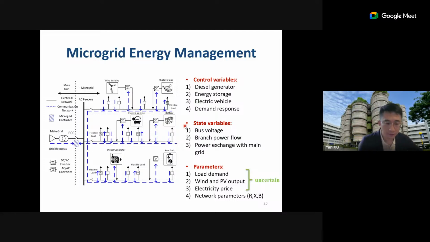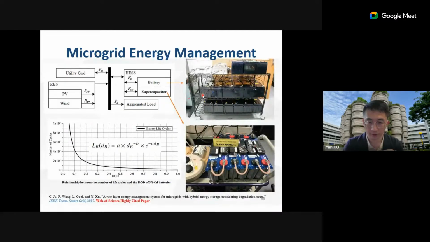Now for energy management, this slide I have introduced before in the energy internet session. We have different control variables, data variables, and the parameters. Then our objective is to optimize the microgrid by dispatching these controllable sources. Now here, let me just show you a realistic example in our research lab. We have formed a hybrid energy storage system using a supercapacitor bank, you can see here, as well as a lead acid battery.